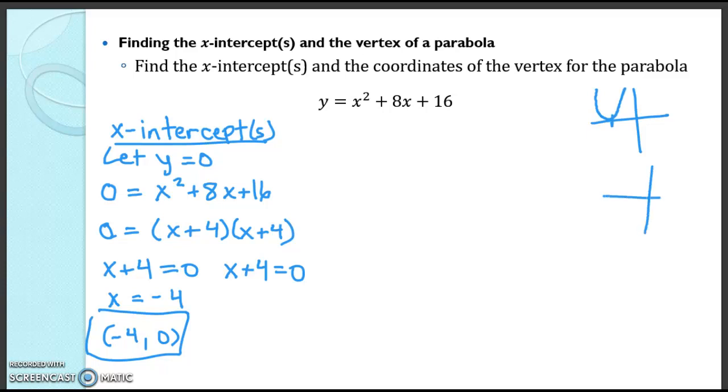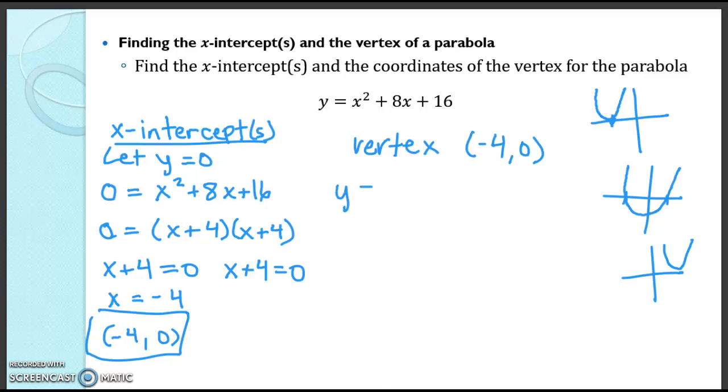If it had two x-intercepts, then it would be two different sides of my parabola. And then if it had none, it would look something like this. Okay, so we know there's only one x-intercept, and because of that, we actually know this is the vertex. The vertex is at that point negative 4, 0. But how? Let's look at this a few different ways.